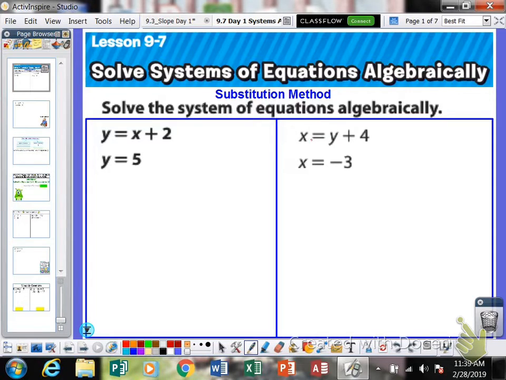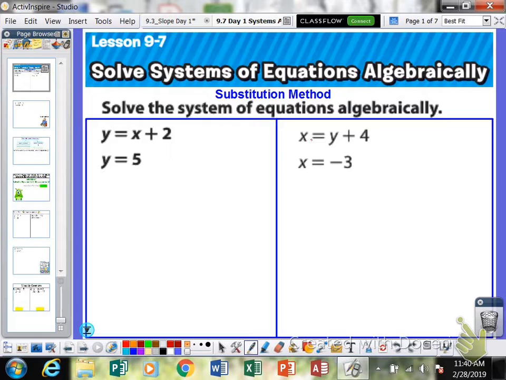So in our first problem, we have our system of equations, which is y equals x plus 2 and y equals 5. So lucky for us, if we're using our substitution method, the equation already tells us what our y is. Our y is equal to 5. So if I want to find out what my x is, all I have to do is take my value of 5 and substitute it into my first equation for y. So I have y equals x plus 2.